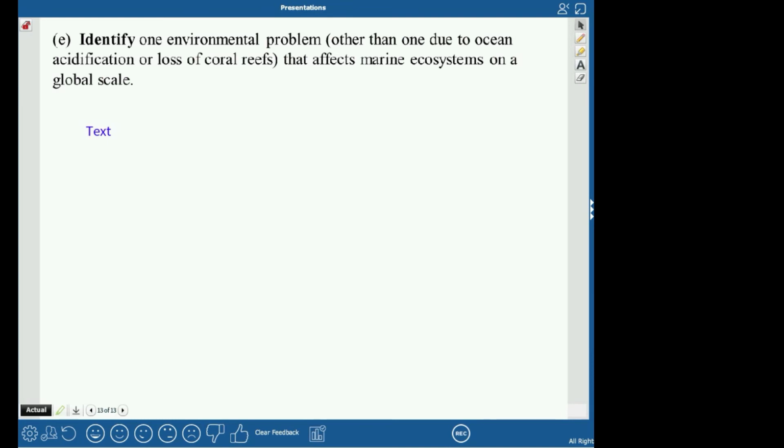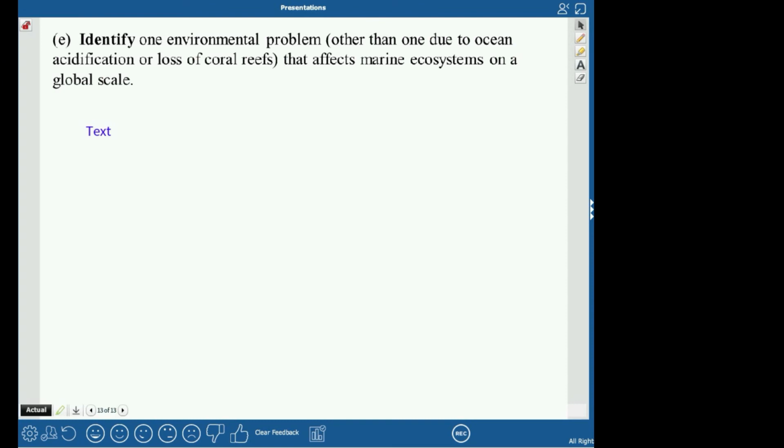I know some of you guys are actually already working on that Great Pacific Garbage Patch discussion. You could talk about pollution, like oil spills, mercury. Okay, so there's lots of things that are affecting the ocean globally, besides just acidification. So in that one, all you have to do is identify it. You don't have to say anything more about it. So that's kind of handy.